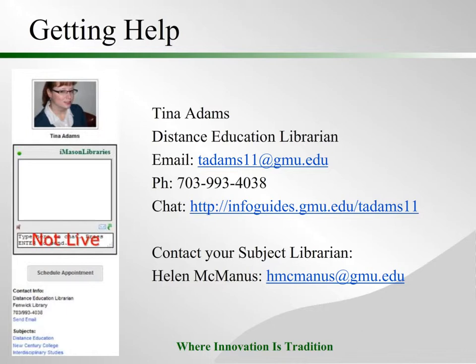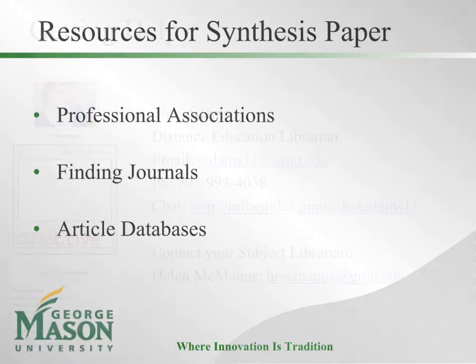In addition, you may contact your subject librarian, Helen McManus, at hmcmanus@gmu.edu. This tutorial will introduce you to the best resources to use to conduct research for your synthesis paper, which asks you to identify a current issue in public administration and write a research paper on the issue. The main resources we will focus on for this paper are professional associations, key journals, and article databases.